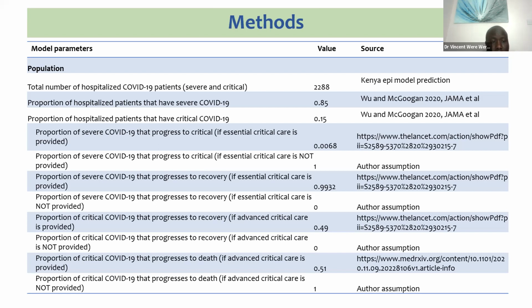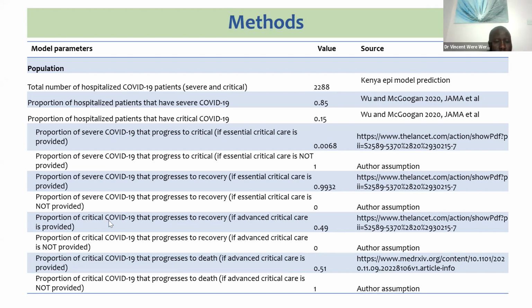The other parameter was the proportion of severe COVID that progress to recovery. Here we say 99% if you provide the care. Then also the proportion of severe COVID that progress to recovery if essential care is not provided: we assume that all these severe COVID patients who are admitted, if they do not get essential care, then none of them will recover.